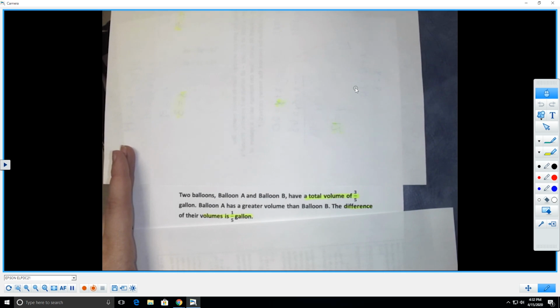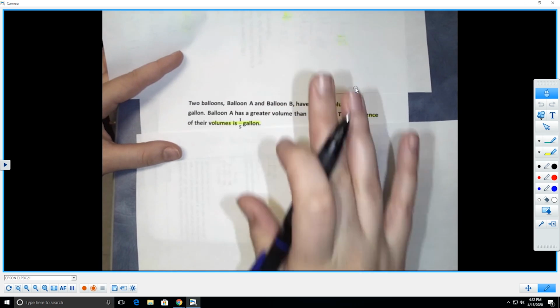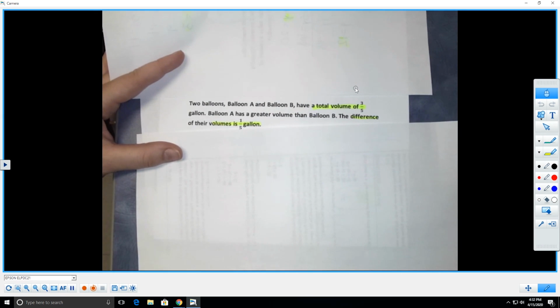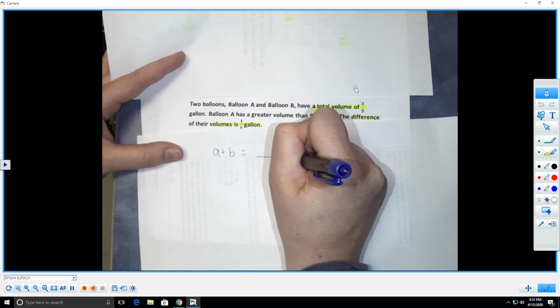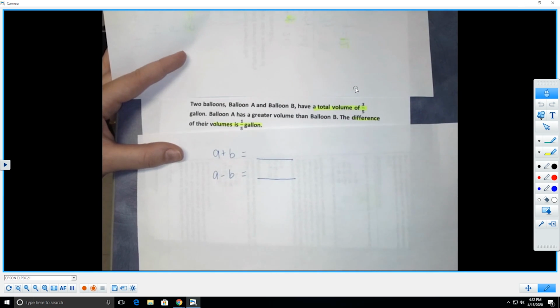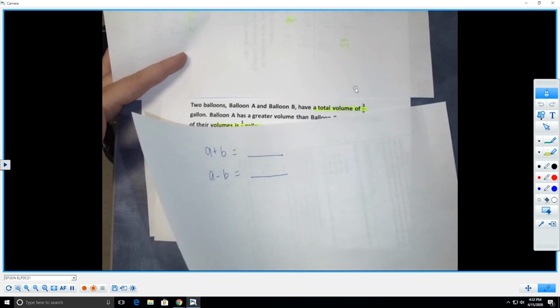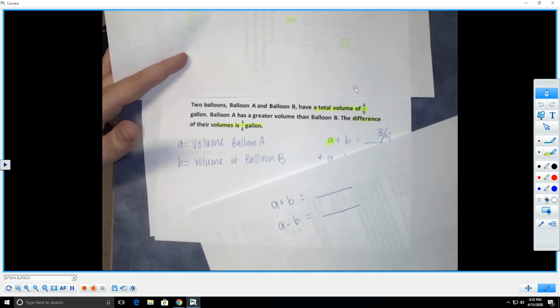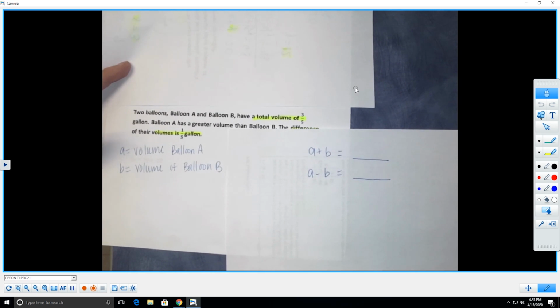Can you fill in the blanks to create your system of equations? So write this on your paper. A plus B equals blank. A minus B equals blank. And so we're going to let A represent the volume of balloon A and B represent the volume of balloon B. Here we go. So take a moment, see if you can fill in the blanks.